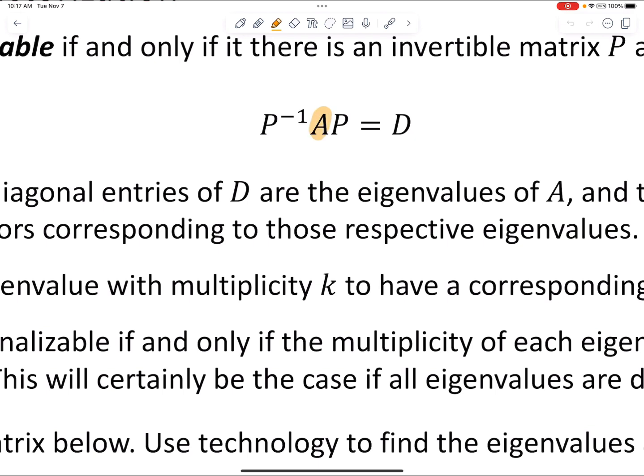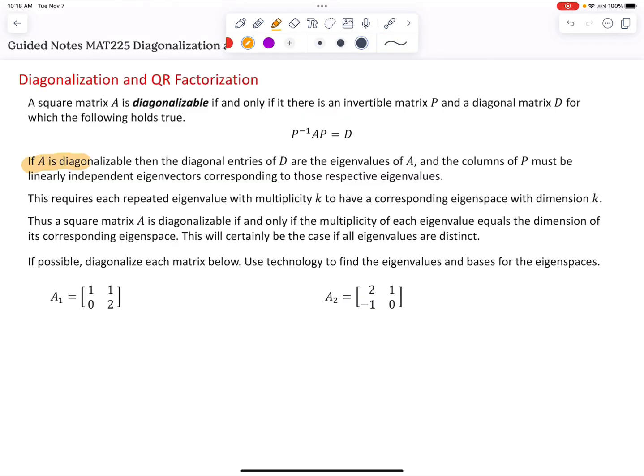So you begin with the matrix A and you multiply it on the right by this invertible matrix P and then on the left by its inverse. And if this produces a diagonal matrix, then we say that A is diagonalizable. Now, if A is diagonalizable, then the diagonal entries of D are the eigenvalues of A, and the columns of P must be linearly independent eigenvectors corresponding to those respective eigenvalues.